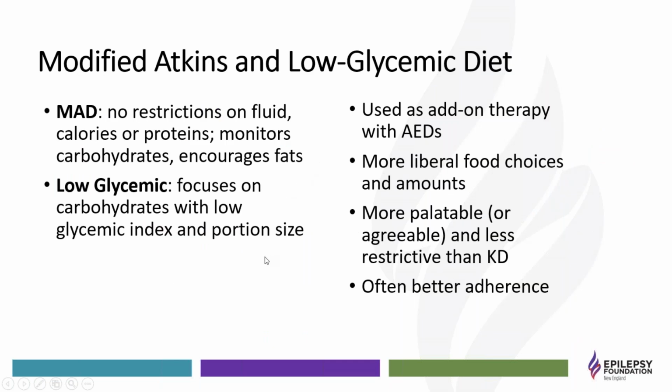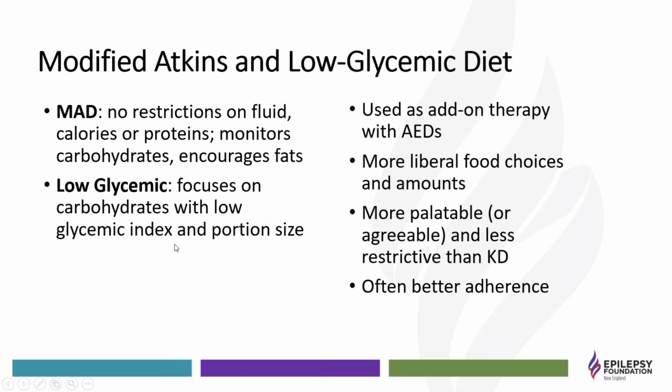Less stringent and a little bit easier for people to follow would be the modified Atkins diet, where you don't have... oh, and I didn't even tell you that your drinks are counted into your grams. So there's no restrictions on your fluid, on how many calories you consume. It just monitors your carbohydrates and encourages you to eat healthy fats, like I mentioned. So it's a lot easier. You've got a lot more choices in food on this modified Atkins.